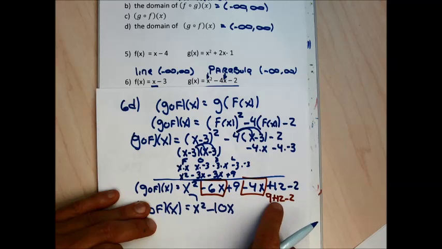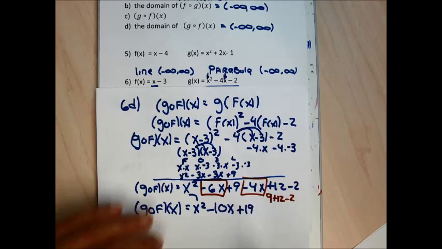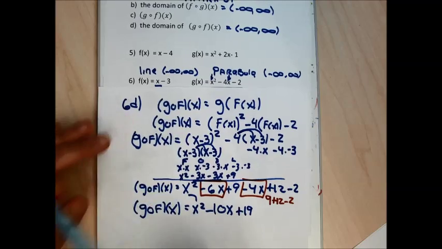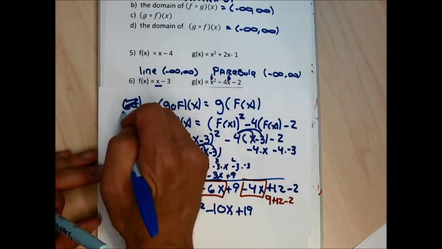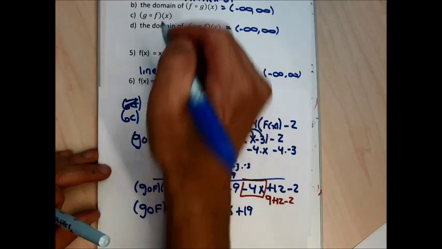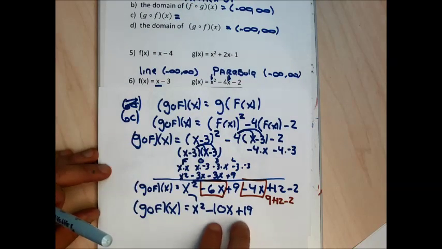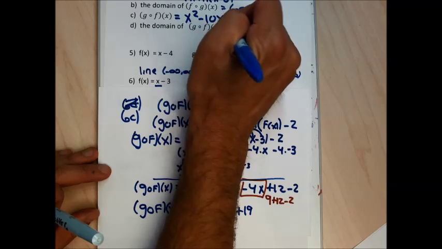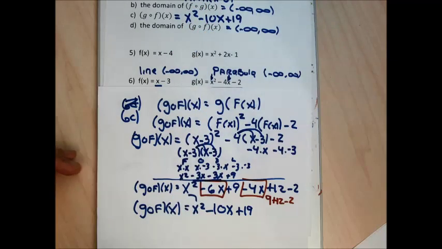9 plus 12 is 21. 21 minus 2 is positive 19. And in my answer, I'm going to write this, and I'm pretty sure this is prime. This is actually my answer. I'm actually working on 6C and not 6D here, because the domain was actually 6D. So the answer for 6C, which is prime, that doesn't factor, is x squared minus 10x plus 19.